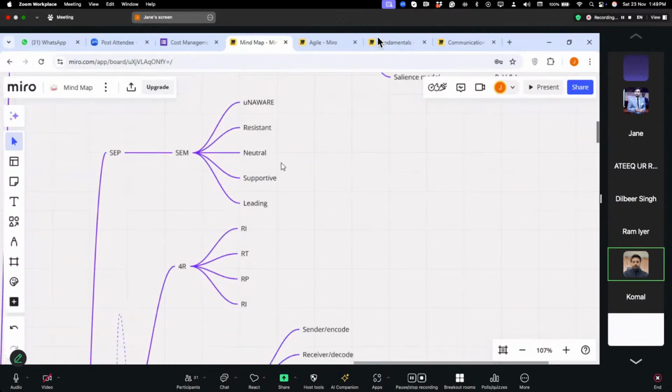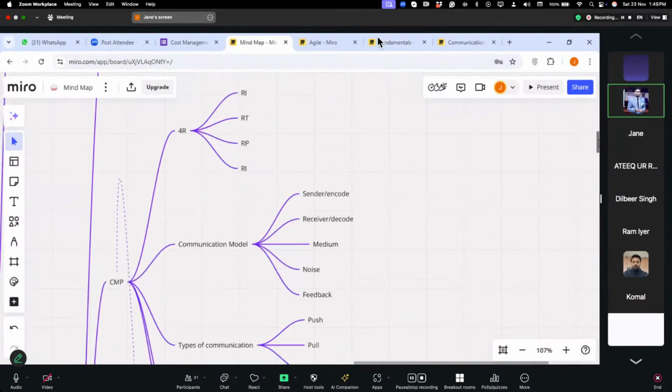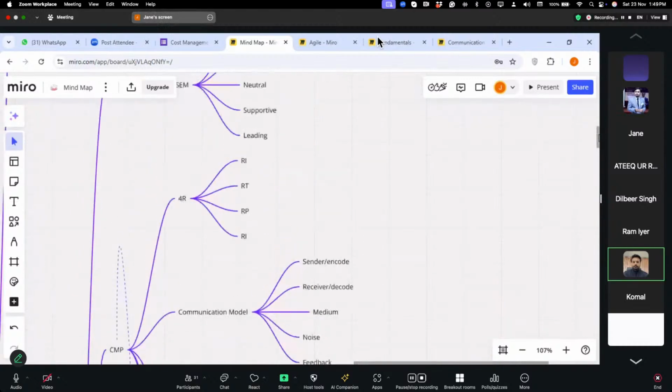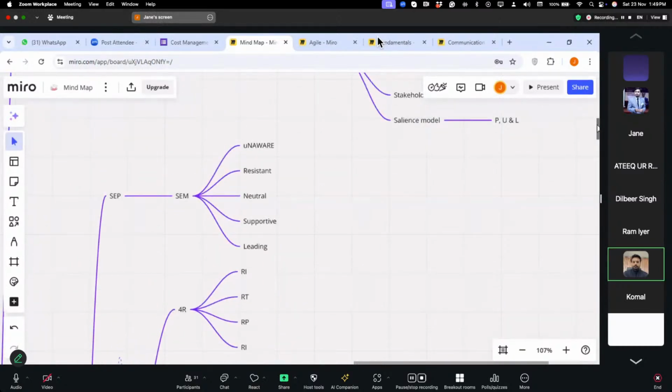So with that, we have the stakeholder engagement plan, and in the stakeholder engagement plan we use the stakeholder engagement assessment matrix to change the engagement level of different stakeholders.